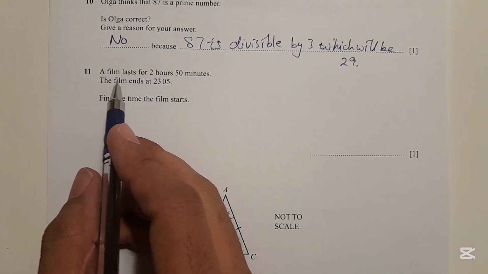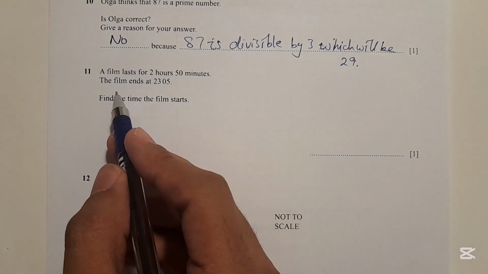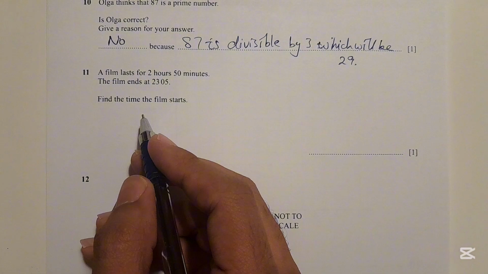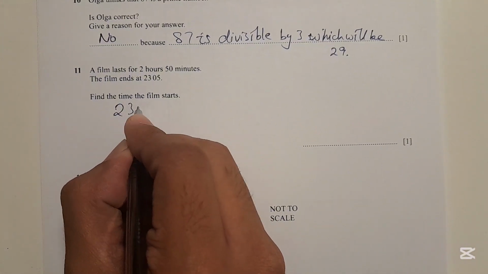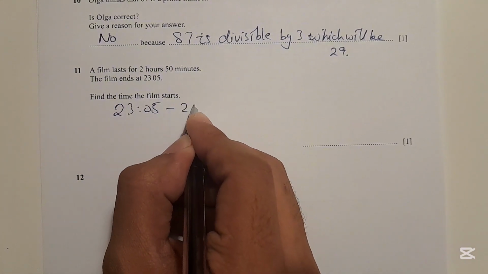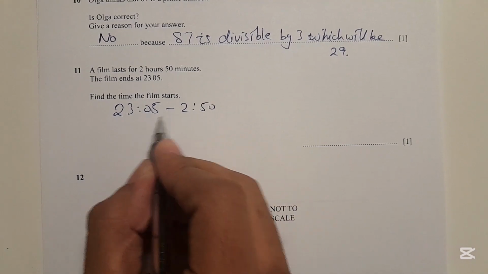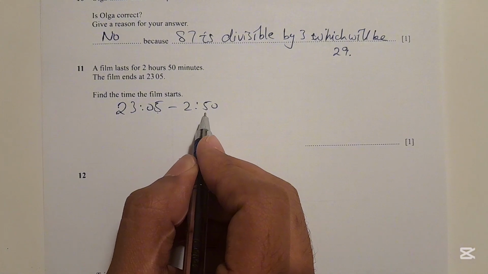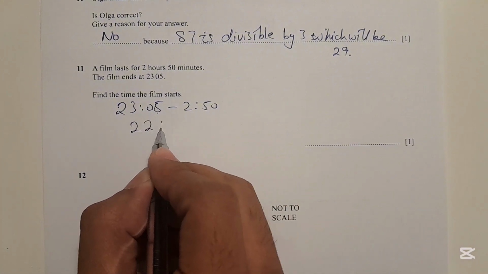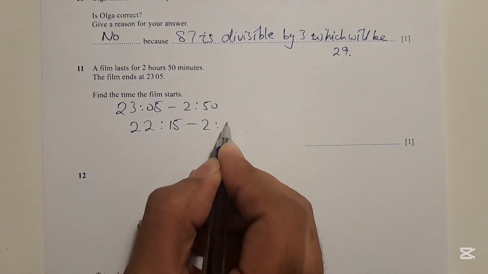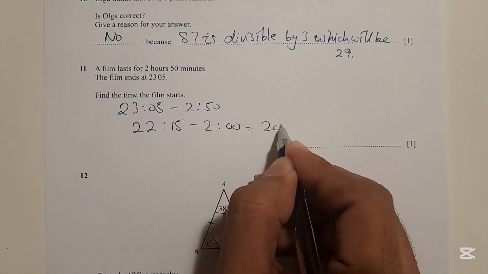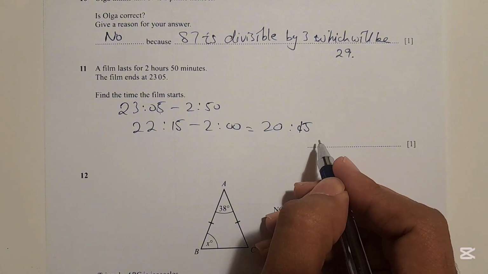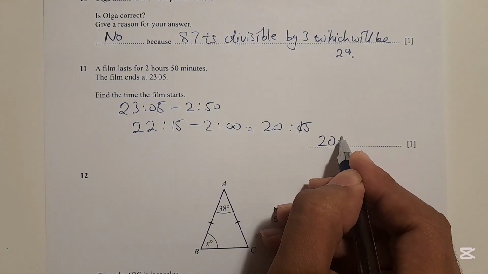Then question 11 states the film lasts for 2 hours 50 minutes. The film ends at 23:05. Find the time the film starts. So 23:05 minus 2 hours and 50 minutes. So first we will subtract 50 minutes. So 23:05 minus 5 minutes is 23:00, then minus 45 minutes will be 22:15. Minus 2 hours, this will be 20:15. So the time that the movie starts is at 20:15.